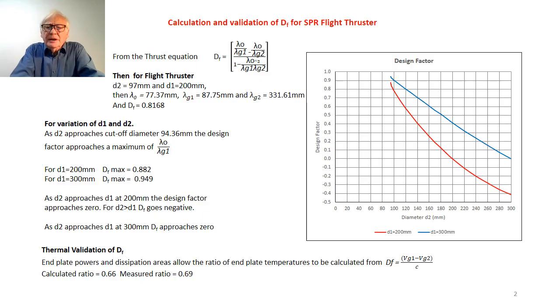Now, from the equation, we get the design factor of 0.8168. So let's have a look at how this varies, and this is shown in the plot to the right of the slide, where basically the red line shows the value of the design factor for a fixed D1 equal to 200 millimeters, and the blue line shows what happens if we increase D1 to 300 millimeters.